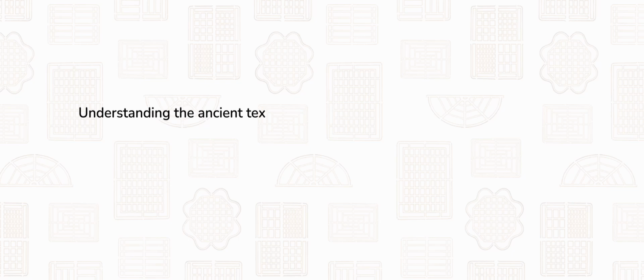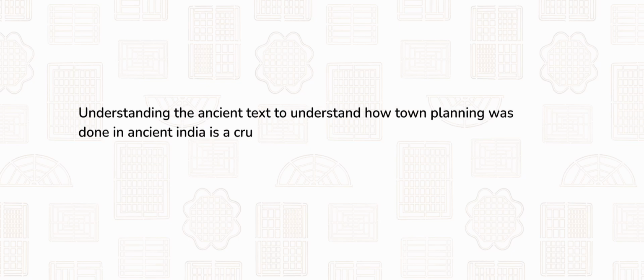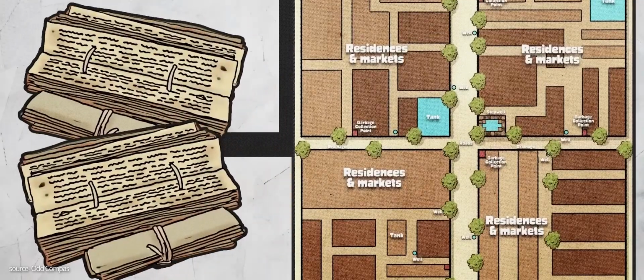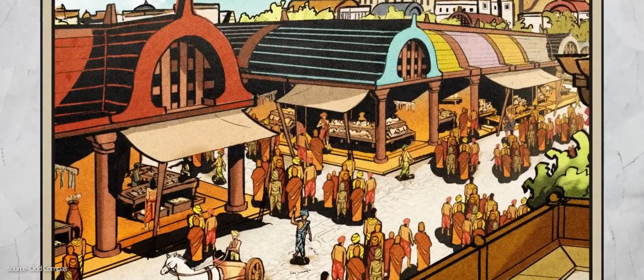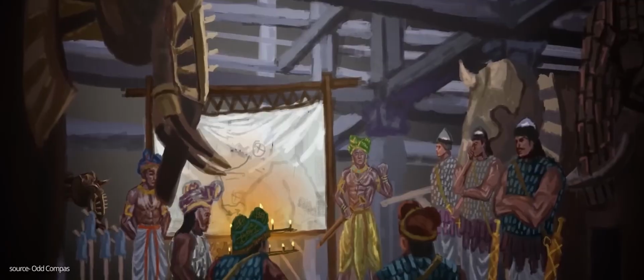Understanding the ancient text to understand how town planning was done in ancient India is a crucial step to move towards it. In this course, you would be learning about how the cities were planned, their sizes, layout, functions, including whether the cities were designed for a particular purpose, which may be for trade, for governance, for religious purpose, and so on.